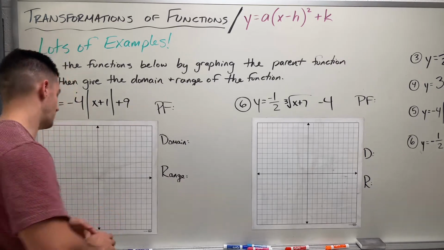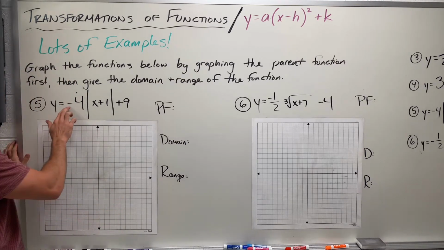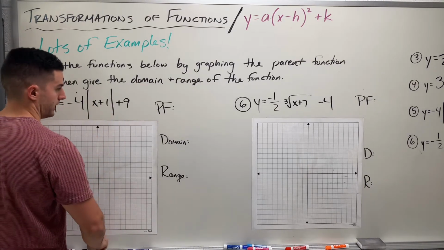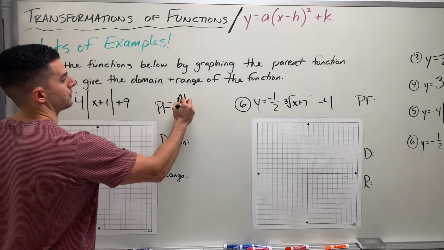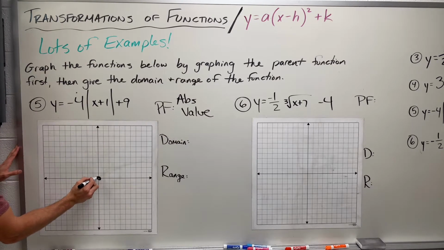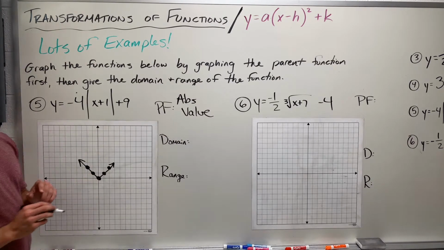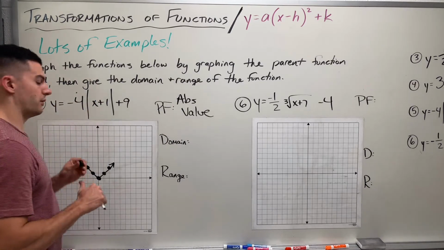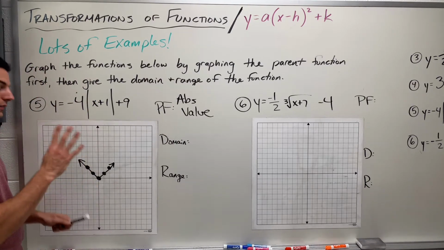Okay, 5 and 6, here we go. Number 5, y equals -4 times the absolute value of x plus 1, plus 9. Okay, so again, parent function absolute value. I graph that V-shaped parent function on my grid like that, and then I look at my equation and think about my transformations. So here I've got 4 of them again.